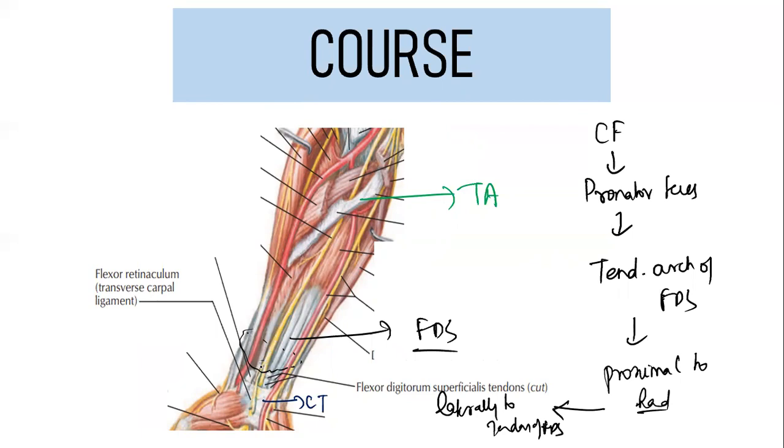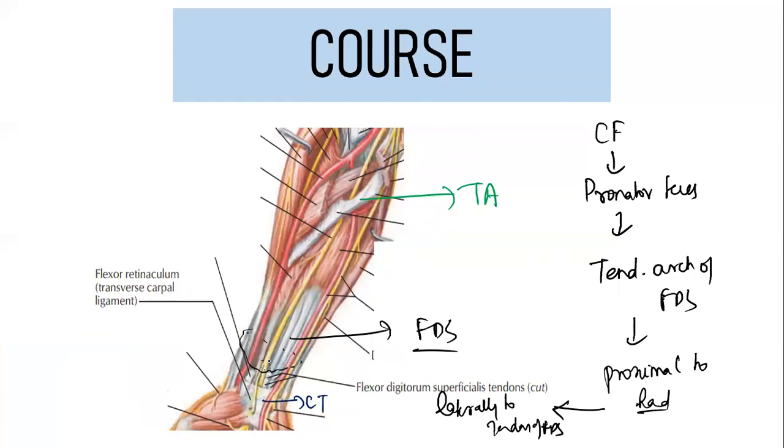Before it enters into the carpal tunnel, somewhere here, the median nerve gives rise to a branch. Just appreciate this. This is the median nerve. Before it enters into the carpal tunnel, it is going to give rise to a branch. So this branch, finally I came to my point, is called the palmar cutaneous branch.